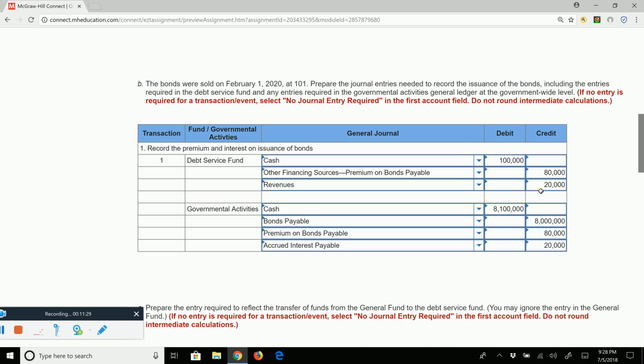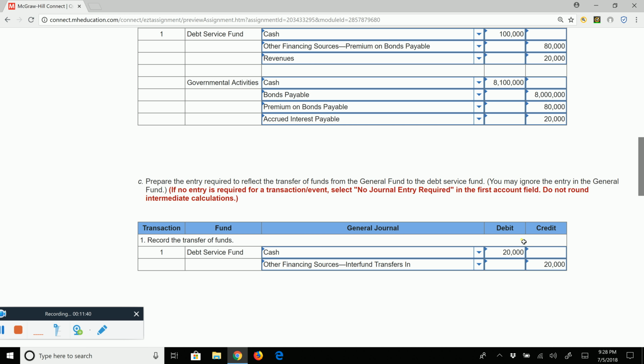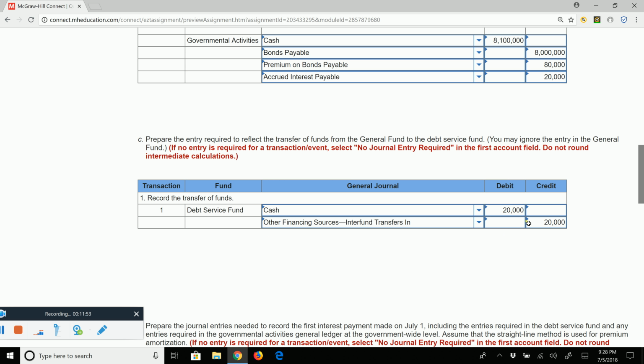That is going to be recorded as a revenue on the debt service fund, but on the government-wide, using accrual accounting, we will debit the interest payable. And then lastly, remember we said that all interest will be serviced by transfers from the general fund. So to pay this $20,000, the debt service fund is going to receive that transfer from the general fund: debit cash and credit other financing sources.